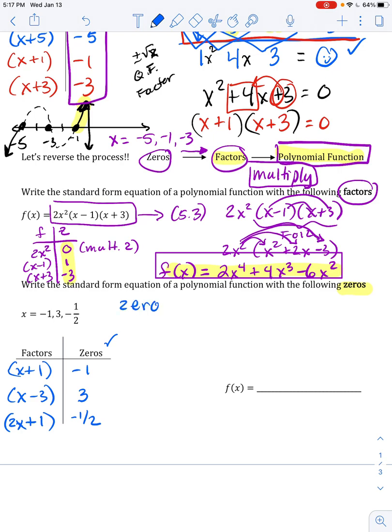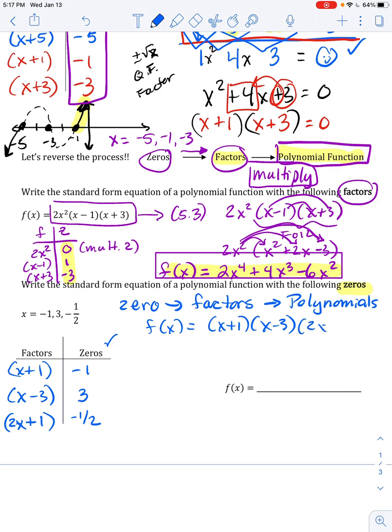So I started with my zeros. I used my brain and the zero product property to get to my factors. Now I'm going to go ahead and multiply them out to get my polynomial using all the fun skills I learned back in 5.3. So I'm just going to line them up and say, hey, this is my function in factored form. Now I need to go ahead and multiply them out. I'm going to FOIL these first two. And now I'm going to need to multiply, which will turn into double distributing. Again, this is review from 5.3.